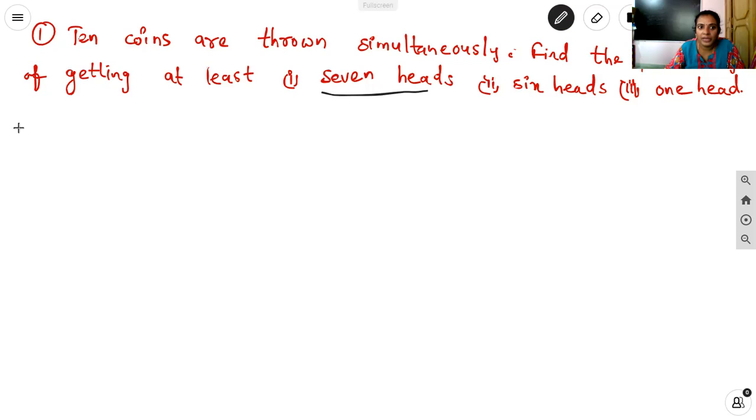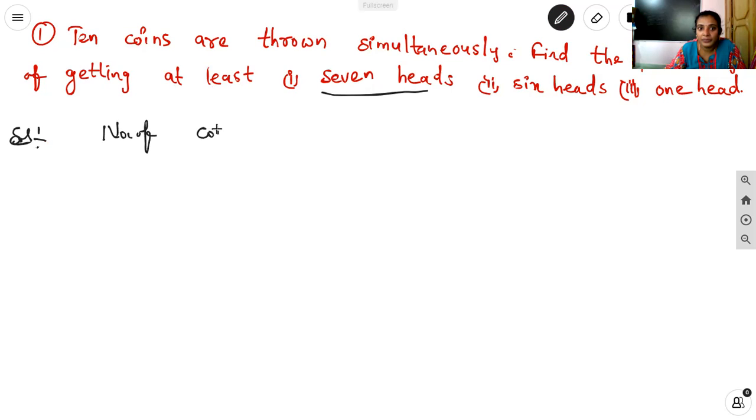Here, a coin means immediately we get an idea. A coin has two faces. It has either head or tail. They are asking about getting at least heads, which means the success is head. We are taking small p as head. Failure is tail.